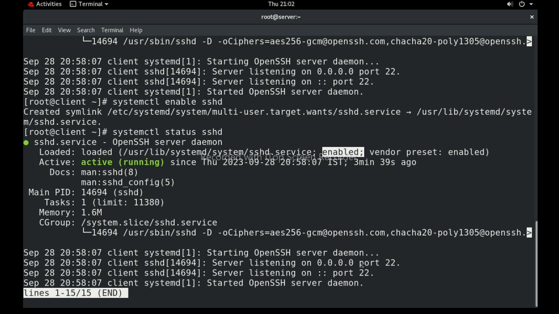So in this lesson, we have learned some of the process-related commands in Linux, and also we have seen how to manage the services in the Linux and Unix environment.